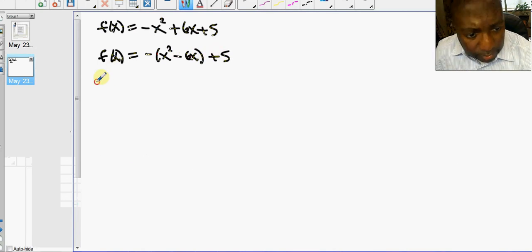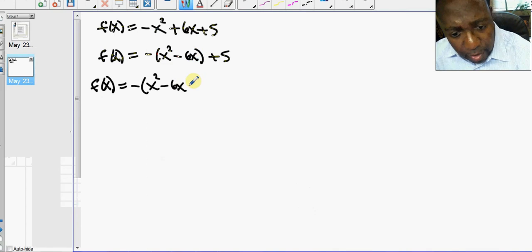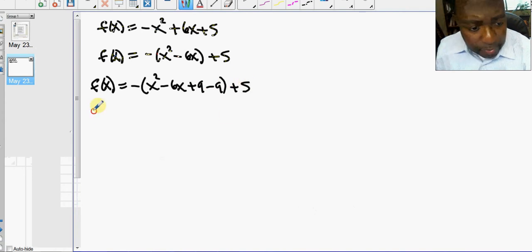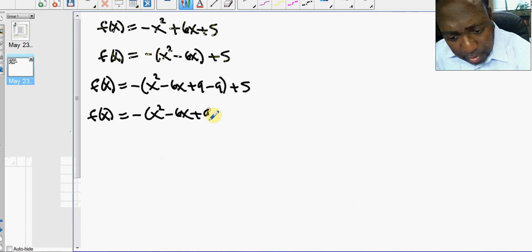And then, in completing the square, we take half of the coefficient of x. Negative 6 divided by 2 is negative 3. Then we're going to square it. We get 9. We're going to add 9 and subtract 9, so we have not offset the problem. Take the negative part out at negative 9. This is negative x squared minus 6x plus 9.